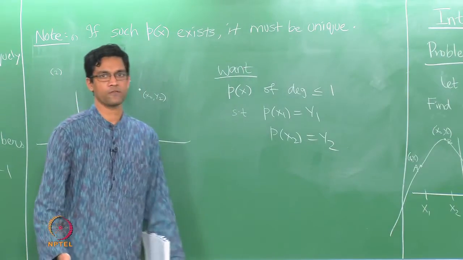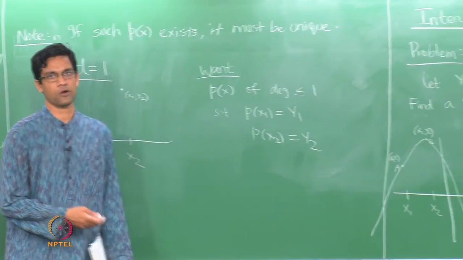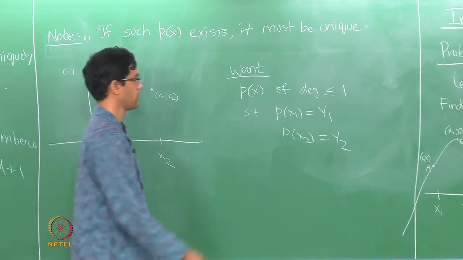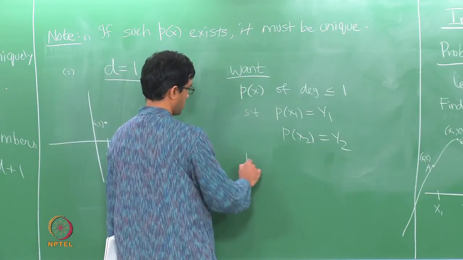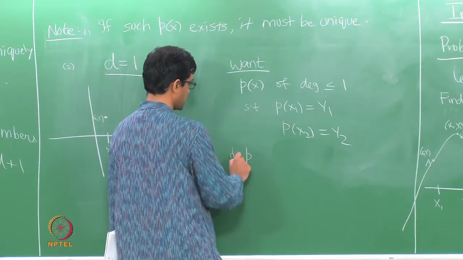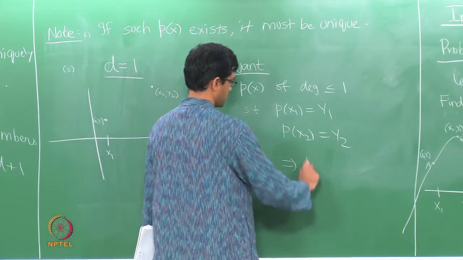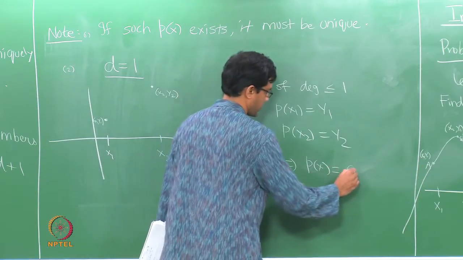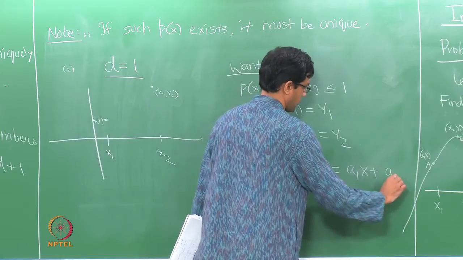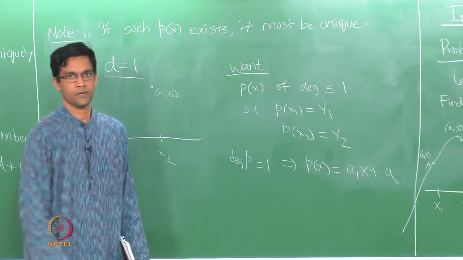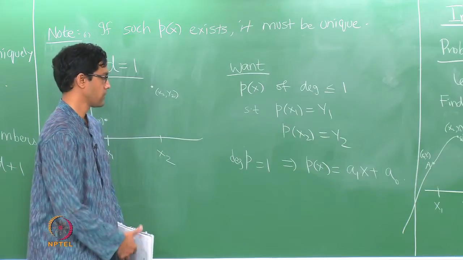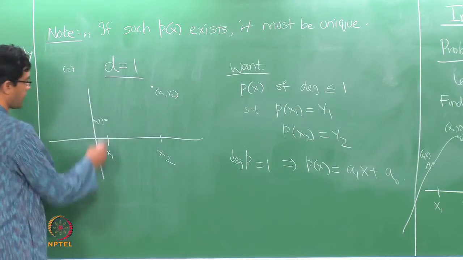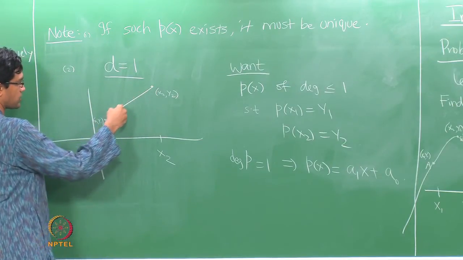Now observe that a polynomial of degree at most 1, well, let us say a polynomial of degree 1 is just a straight line. The graph of such a polynomial is a straight line, because what does a polynomial of degree 1 look like? So p has degree 1 means p of x looks like this, a1x plus a0. There is a constant term and a coefficient of x. So the graph of such a polynomial is of course just a straight line. So this question really boils down to the following: given 2 points, find the equation of the straight line joining them.